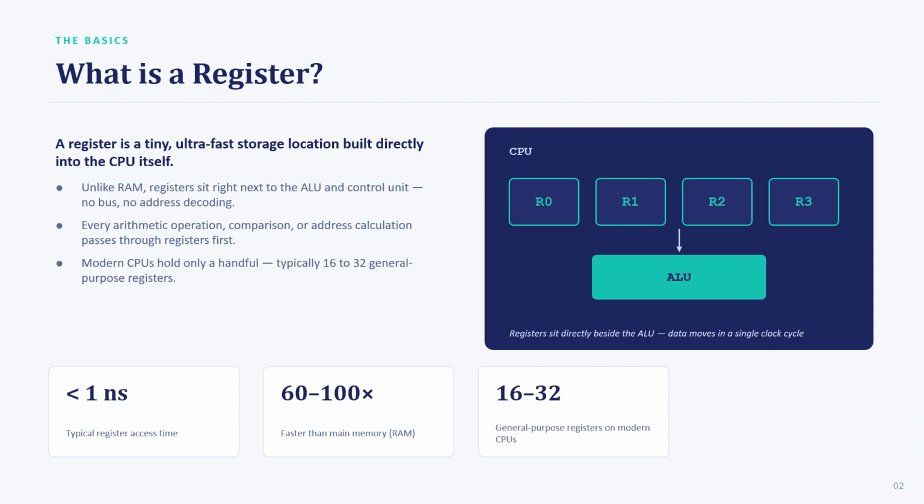Now, notice the comparison given in this slide. A typical register access can be less than 1 nanosecond, and registers are significantly faster than main memory. However, registers are very small in size. Modern CPUs may have only a limited number of general purpose registers. So remember this simple relationship: registers are extremely fast but very small. This is one of the most important points from this slide.